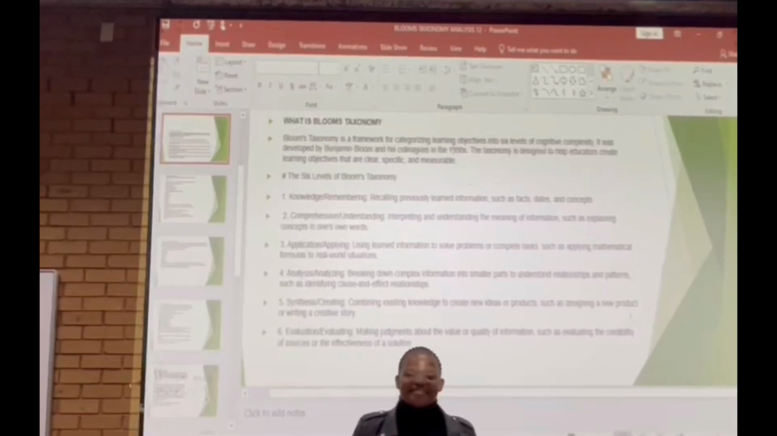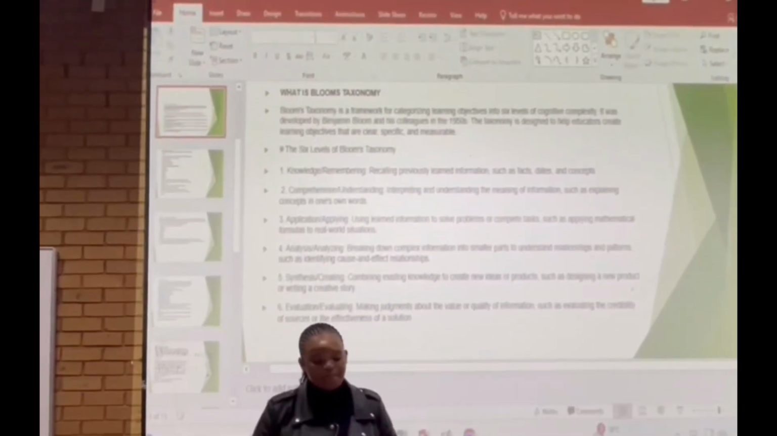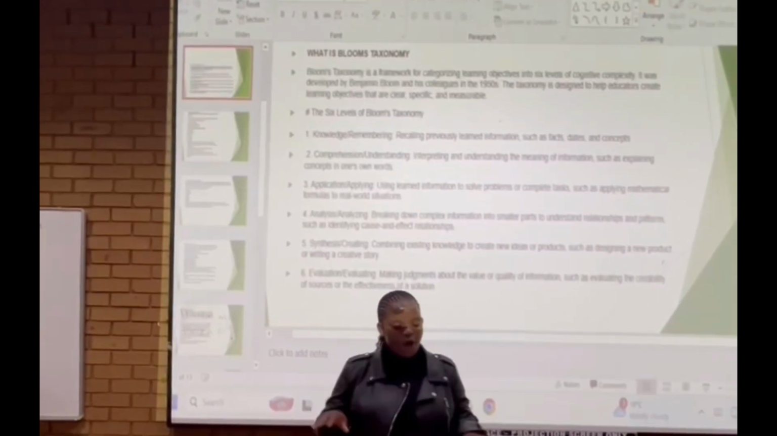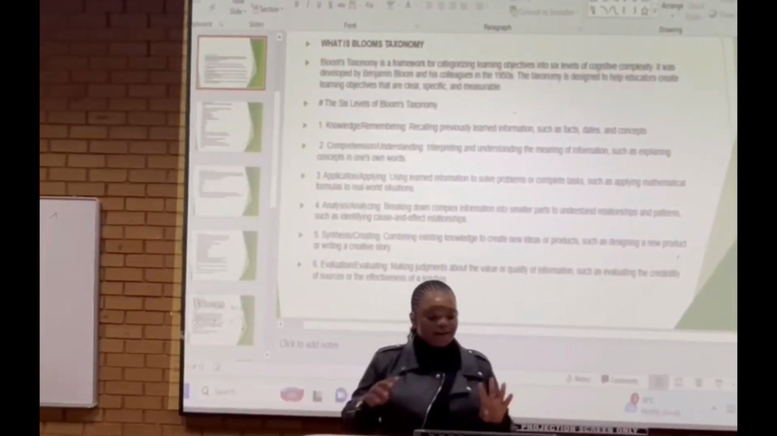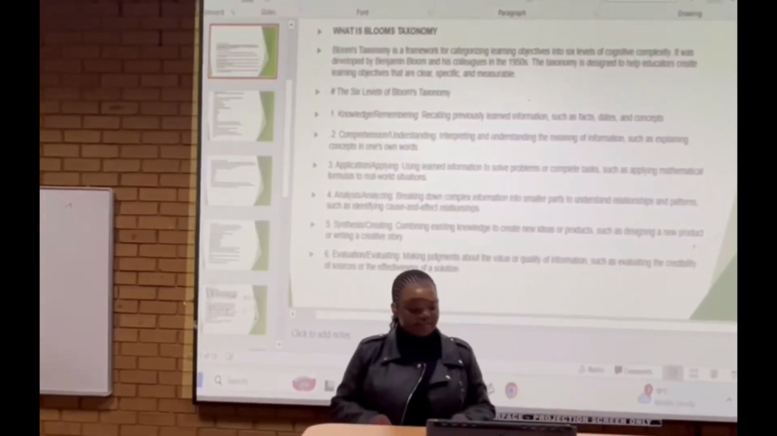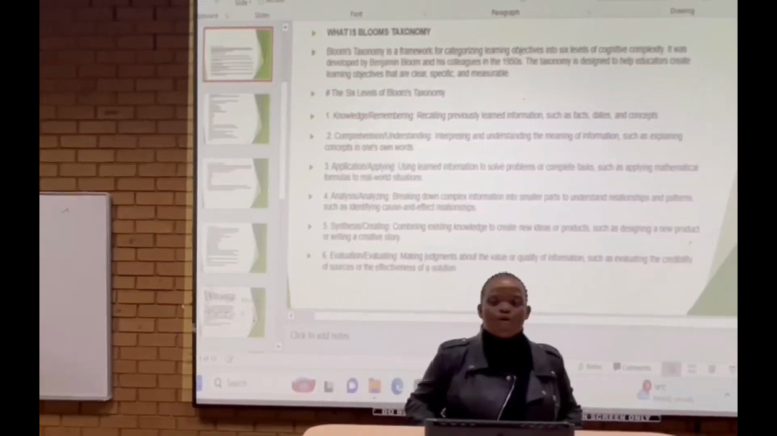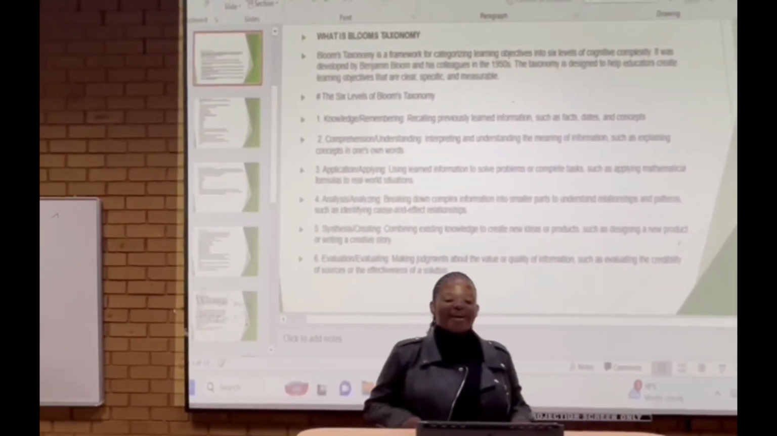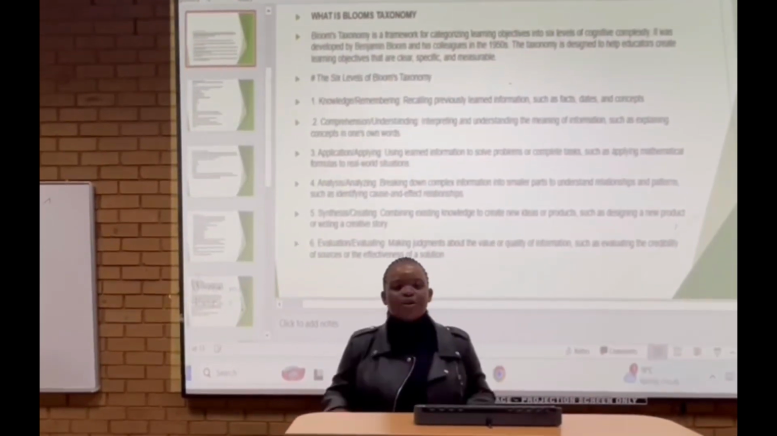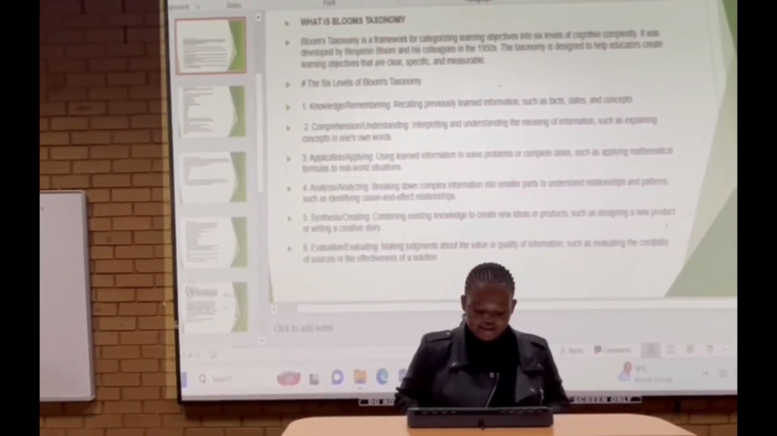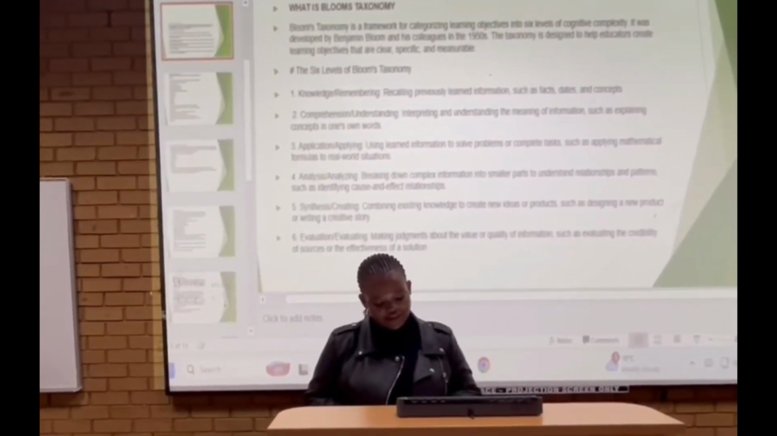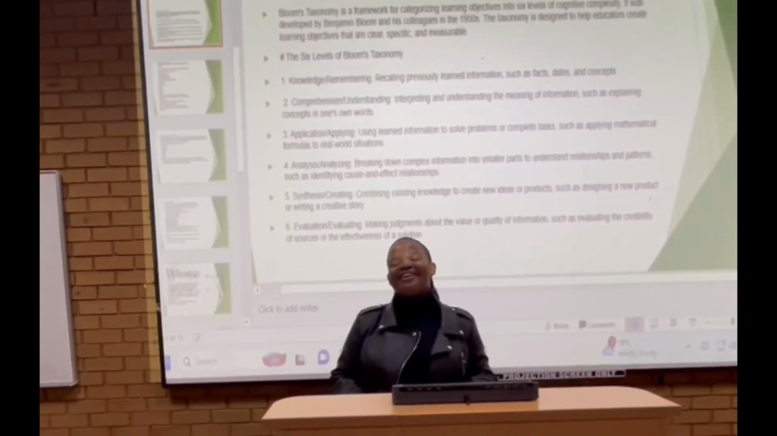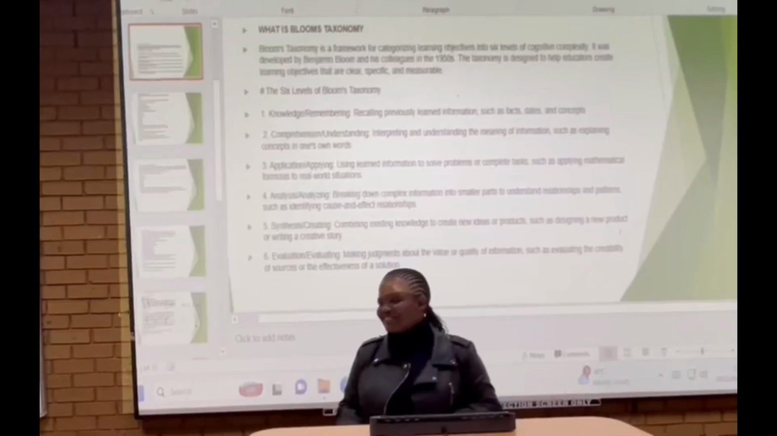Number 4, analyzing: breaking down complex information into smaller parts to understand relationships and patterns, such as identifying cause and effect relationships. Number 5, creating: combining existing knowledge to create new ideas or products, such as designing a new product or writing a creative story. Number 6, evaluating: making judgments about the value or quality of information, such as evaluating the credibility of sources or the effectiveness of a solution.